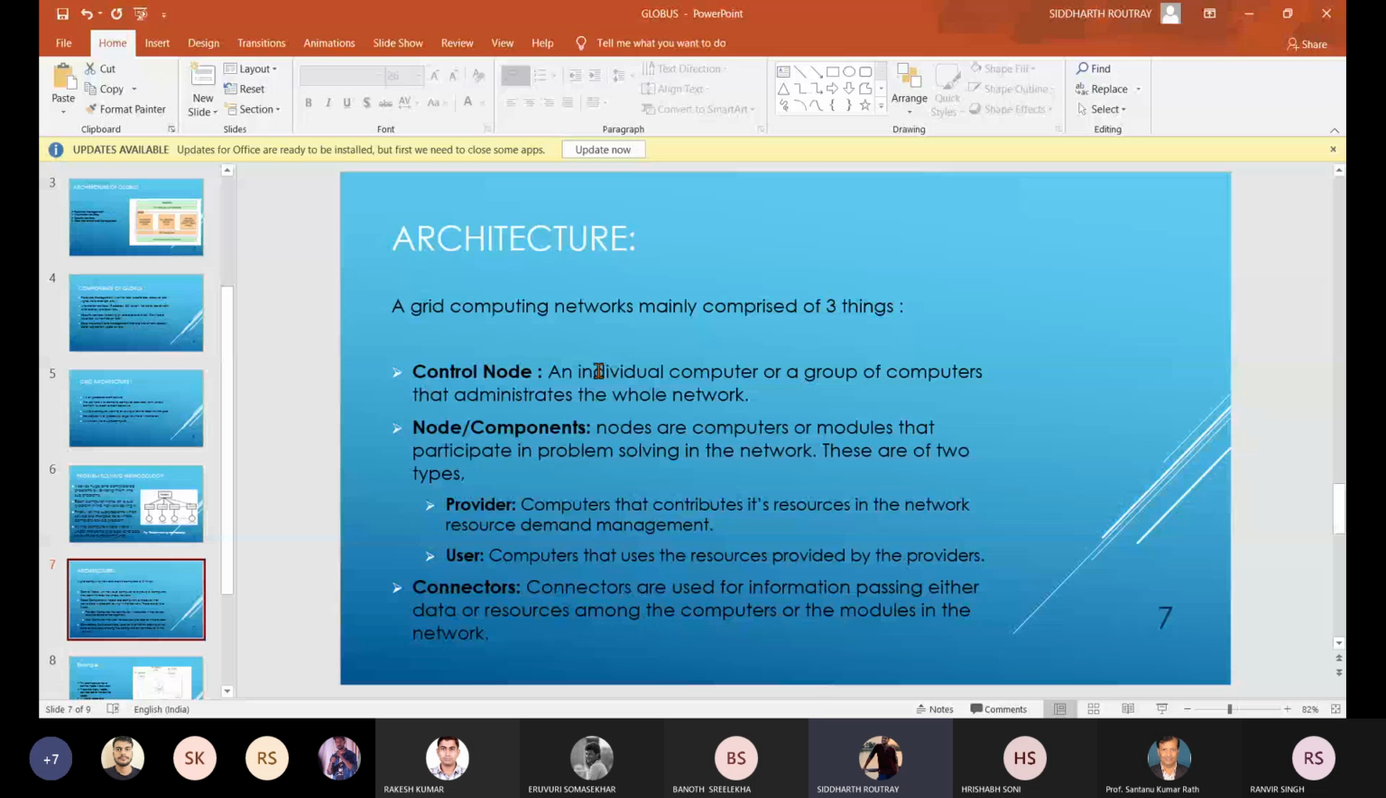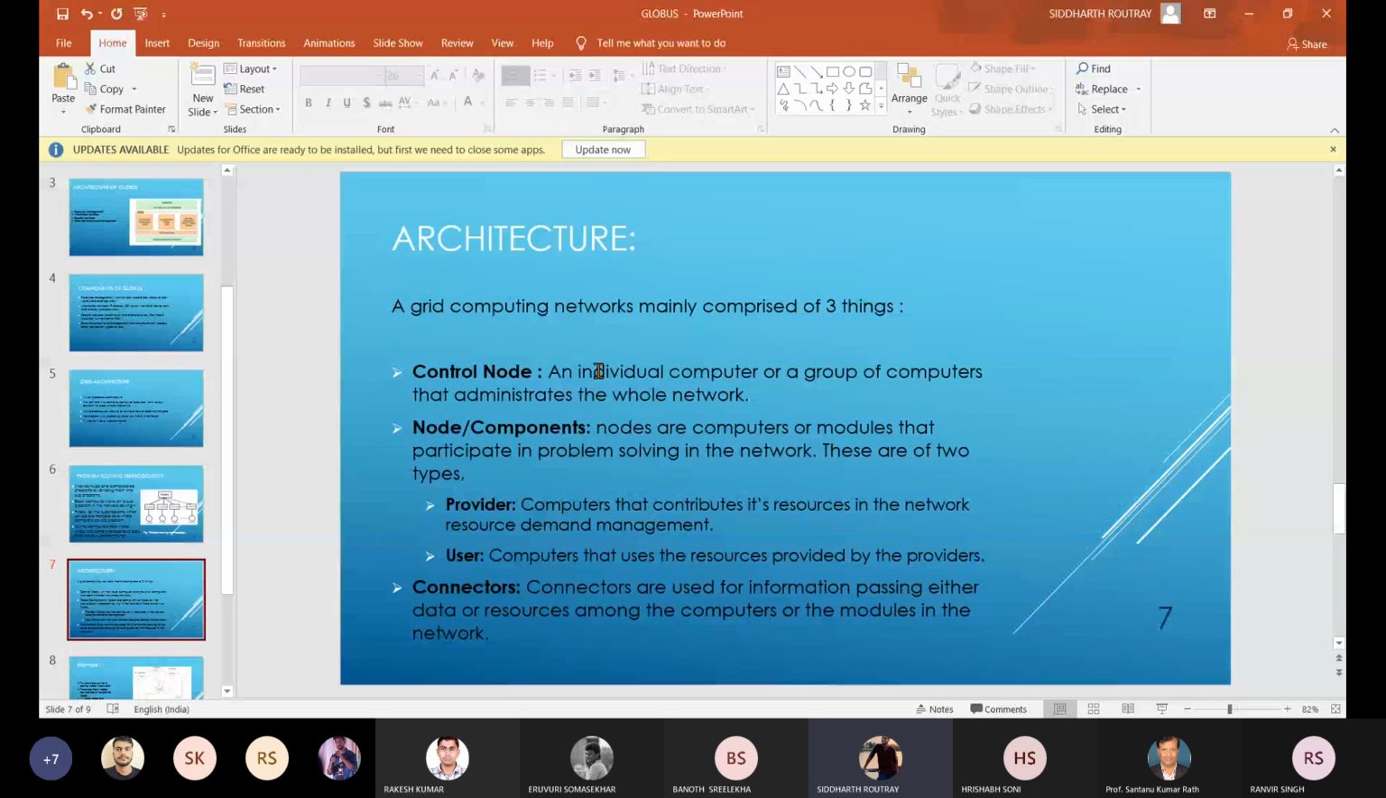These components are divided into two further types: provider components and user components. Provider components, as the name suggests, provide their resources. They let other computers or components in the network use their resources, and the user components use the resources provided by the providers. And finally there is the connector. Connectors are used for information passing, either data or resources, among the computers or modules in the network. All the data transfer and all the security services enabled are done through the connectors.